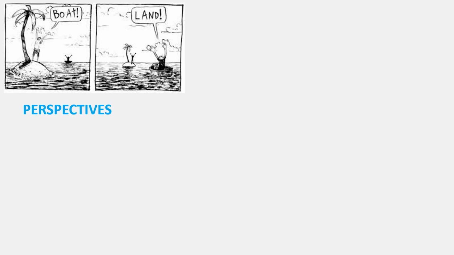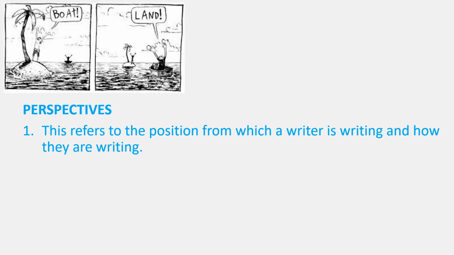This cartoon is all about perspectives. When we use the word perspective, what we are talking about is what position is a writer writing from? What is their point of reference? What is their point of view? These people in the cartoon have very different perspectives. They are telling their story, if you like, from a very different point of view or perspective. Because they are telling their story from a different point of view or perspective, what they write and how they write their story is going to be very, very different.